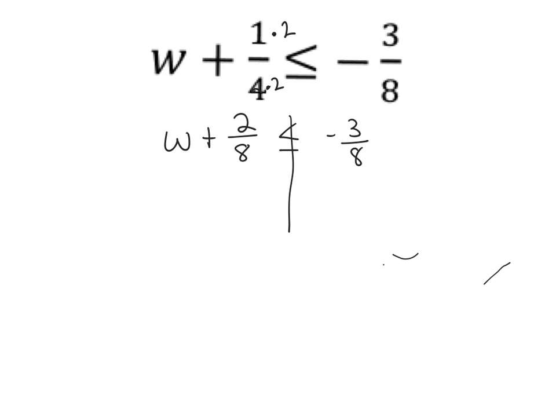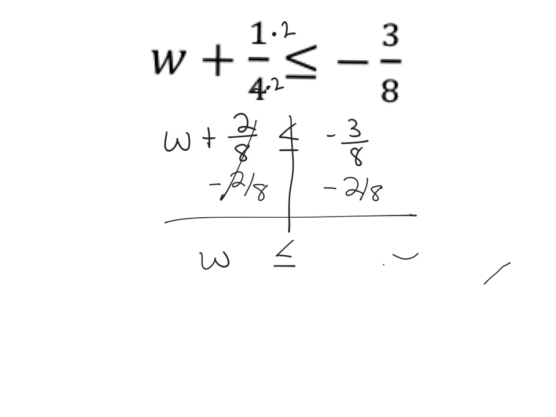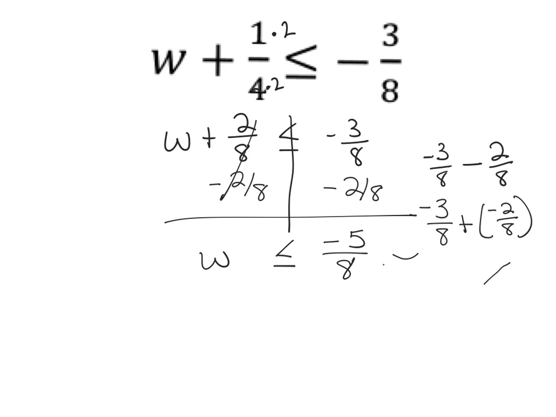So now I draw my balance. So I have a positive 2/8, so I'm going to subtract 2/8 and subtract 2/8. So these are going to cancel out, and I'll be left with w is less than or equal to. So we have to think over here. We have negative 3/8 minus 2/8. So we could rewrite that as negative 3/8 plus a negative 2/8. And that makes it a lot easier to see the answer. So my answer would be negative 5/8. So you cannot forget our subtracting rules even though we're solving equations.